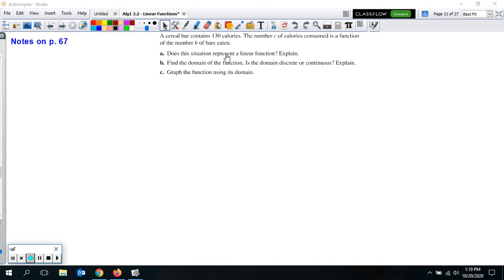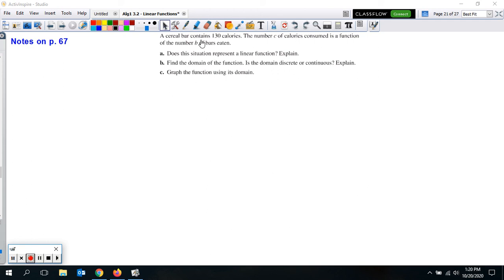So letter A says, does this situation represent a linear function? Would this function be linear? We're told that it's a function, but would it be a linear one where it would create a line? So that's letter A. So first of all, you got to think about, can we eat part of a bar maybe, or actually, let's just say, that's more about B. In this one, we're trying to find a linear function.